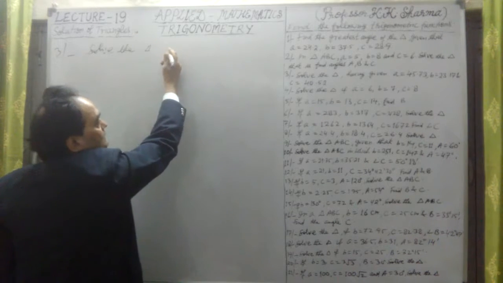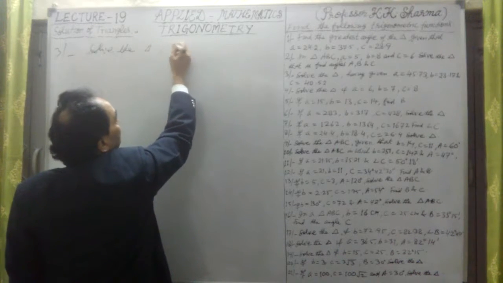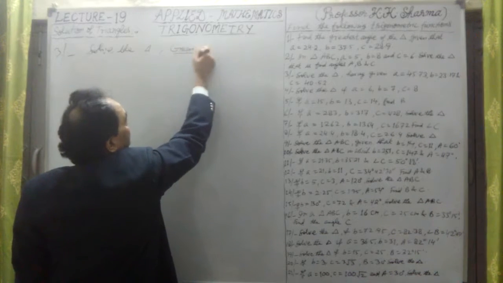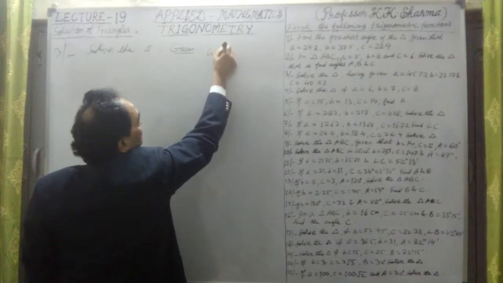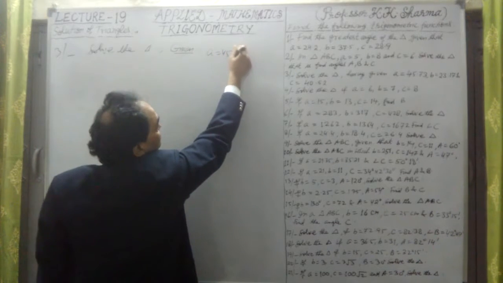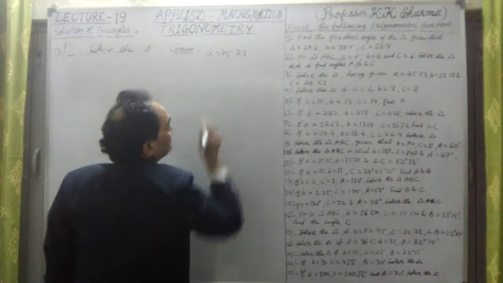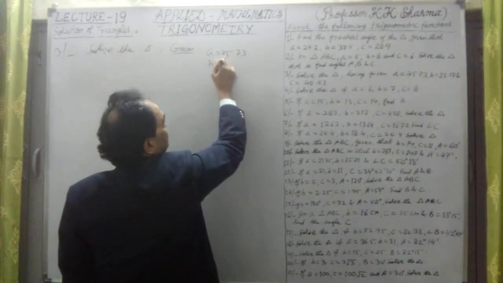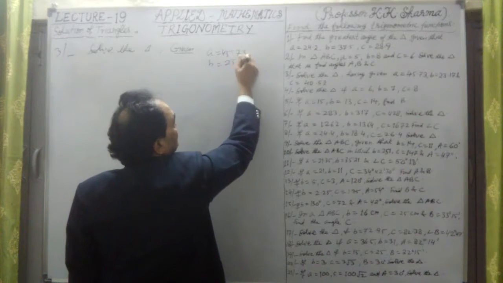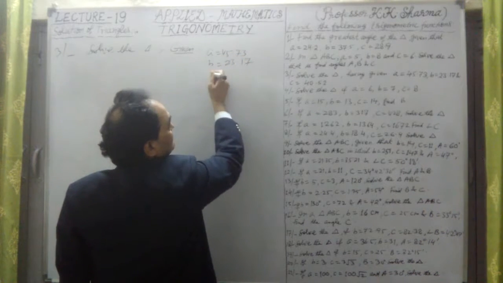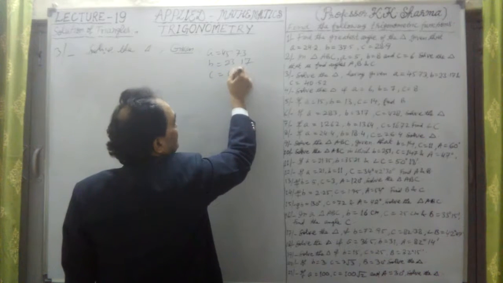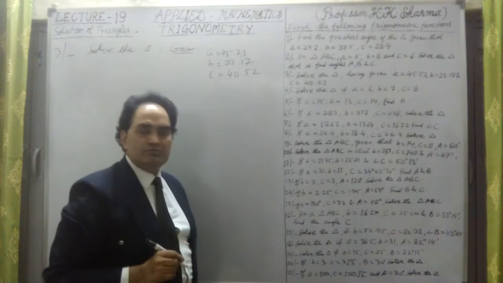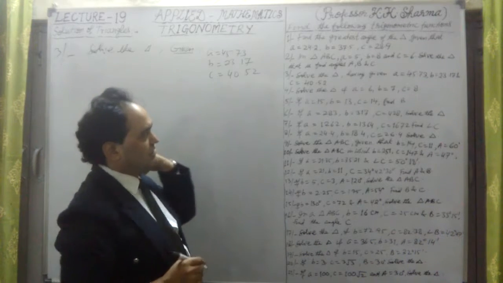Okay, solve the triangle having given A is equal to 45.73, B is equal to 23.17, and C is equal to 40.52. Again, the semi-perimeter and three angles are to be calculated.